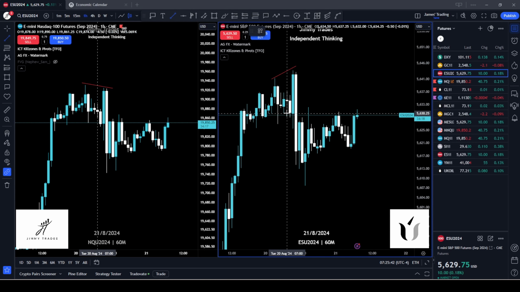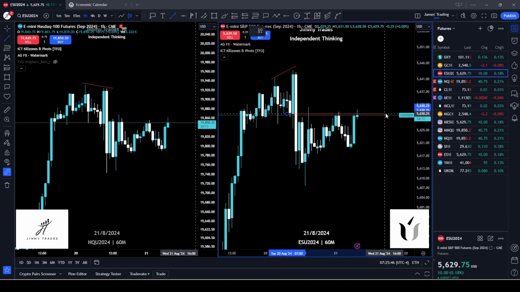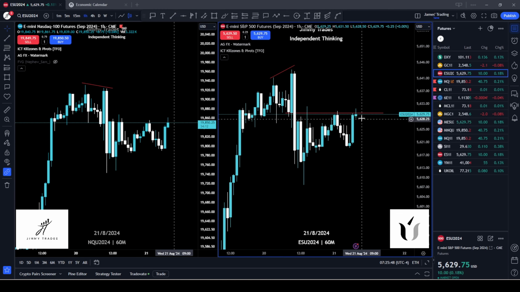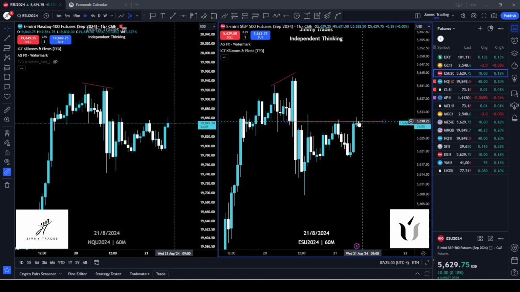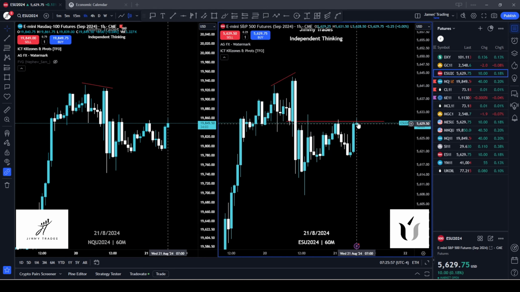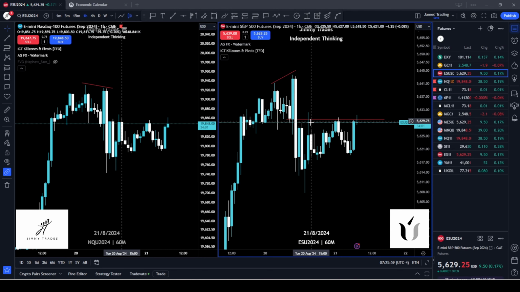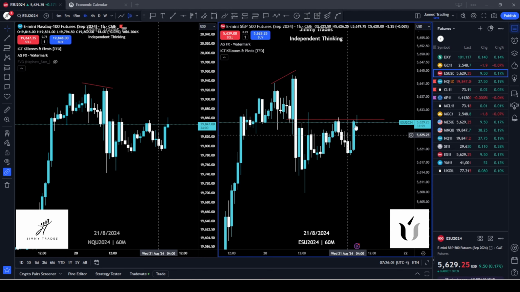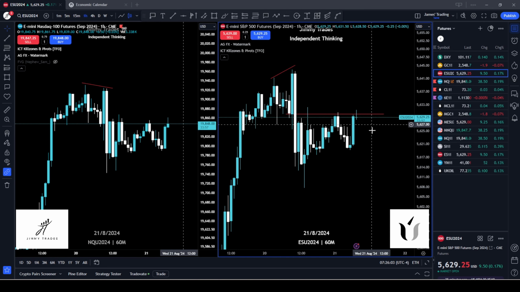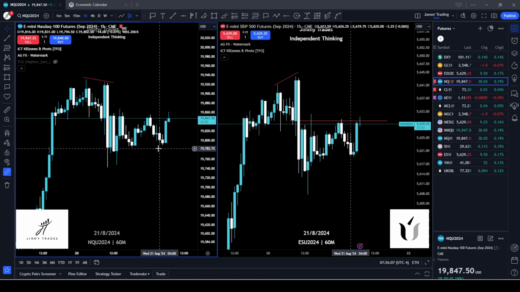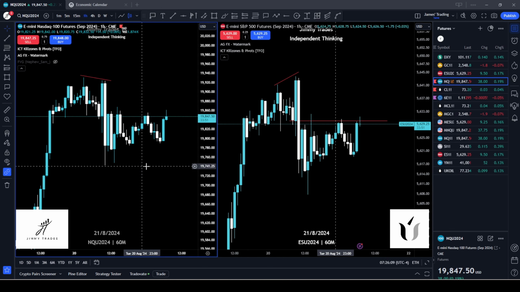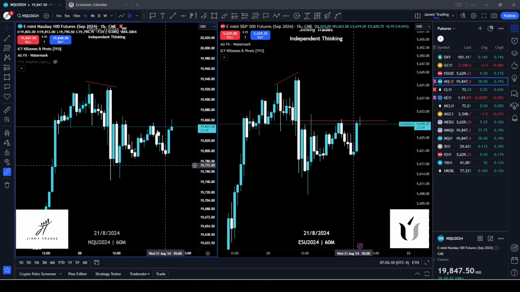And then we also see a change in the state of delivery through this level, which price is currently testing. So it'll be interesting to see if this level fails or if it's able to hold. We've already reacted off it twice. We're currently reacting off it again. So we'll keep an eye on that.